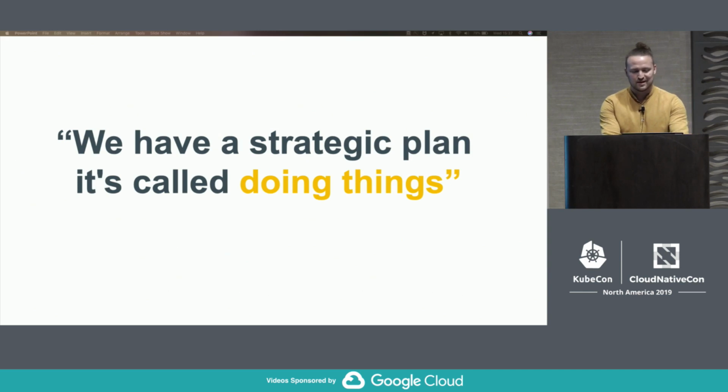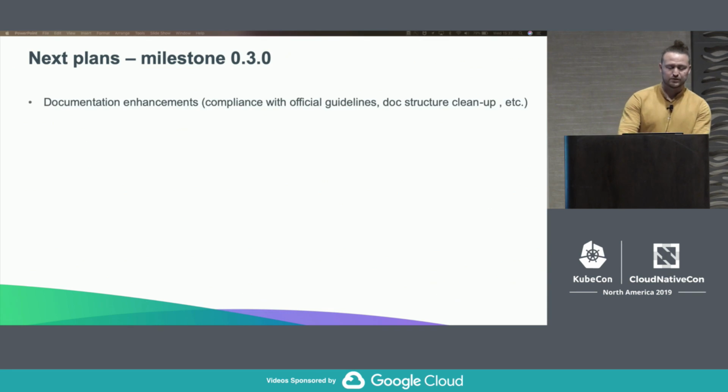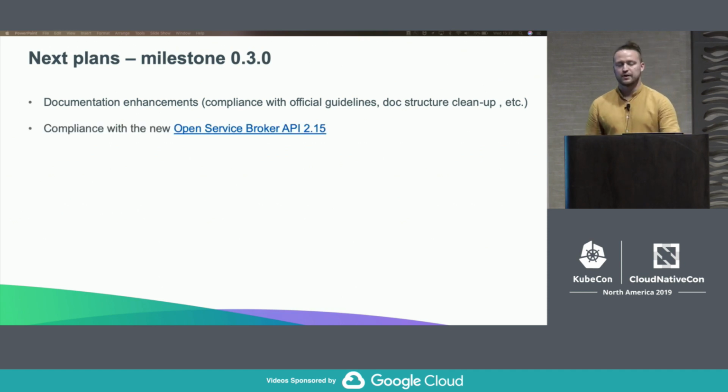And almost the last point of my presentation, I want to talk now about our plans for the Audit 2 milestone. First of all, we want to work on our documentation enhancement. We want to be compliant with official guidelines. We also want to clean up our structure, add more examples, and update our main README because it's a little bit outdated, and we want to show new things that were added during the development process. Another very important thing, we also want to be compliant with the new Open Service Broker API specification.